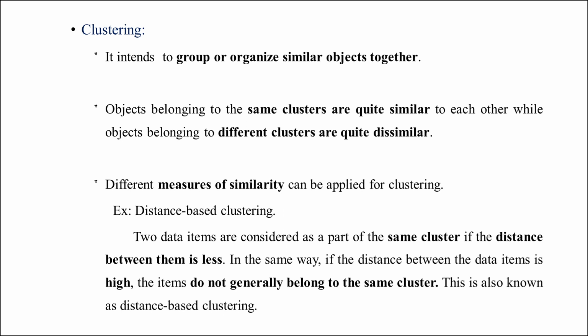There are different measures of similarity that can be applied for measuring the clustering. One such example is distance-based clustering. Here, two data items are considered to be in the same cluster if the distance between them is less. In the same way, if the distance between the data items is high, the items do not belong to the same cluster. This type is known as distance-based clustering.